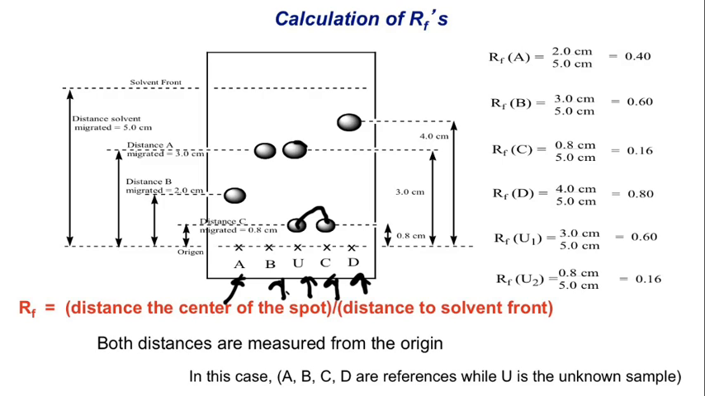We can't leave it there because we also notice there's another spot in the unknown that happens to match the distance that compound B traveled. So we would say our unknown has compound B and C in it. We'd have to go through, show all the calculations for that, and make sure that we can prove it.